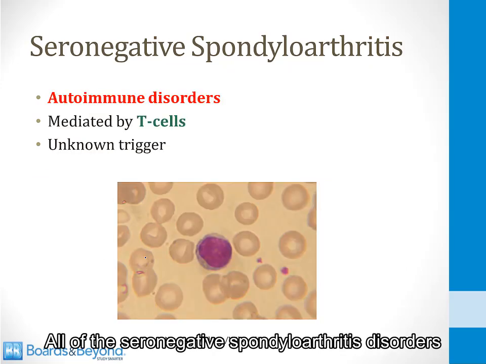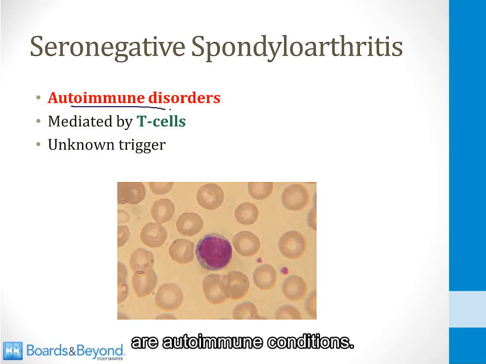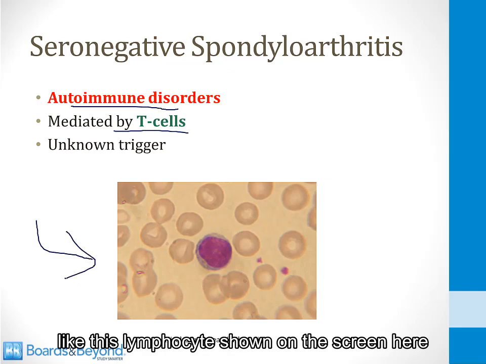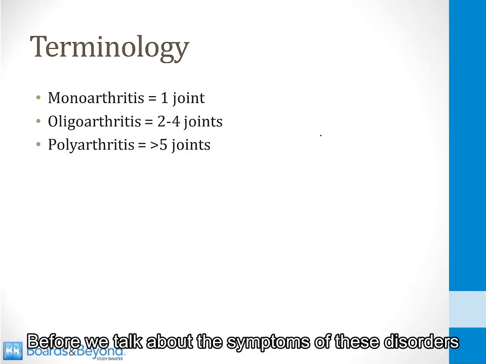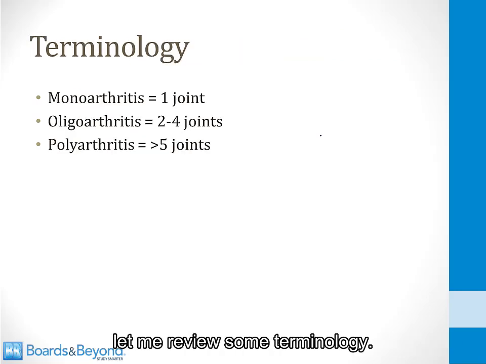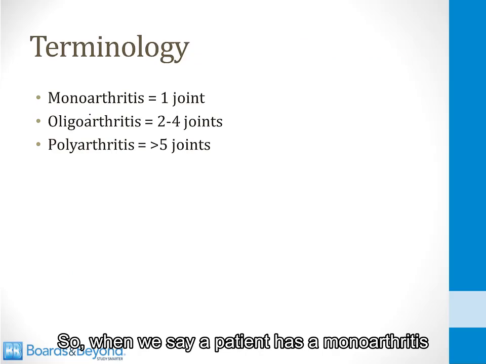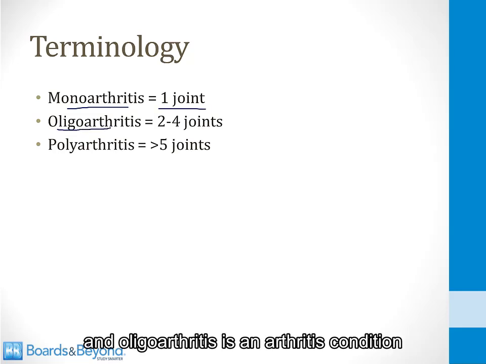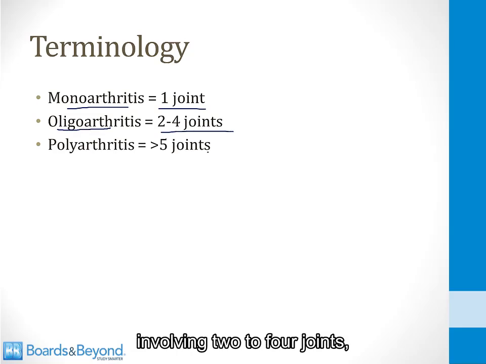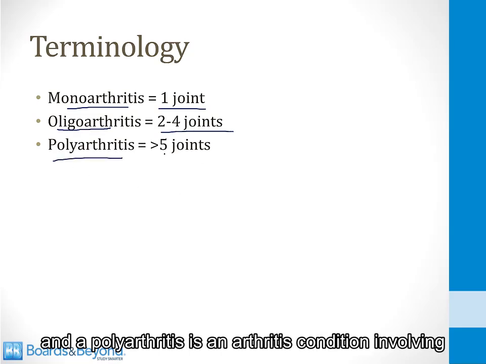All of the seronegative spondyloarthritis disorders are autoimmune conditions. They are all mediated by T cells, like this lymphocyte shown on the screen here, and they have an unknown trigger and unknown cause. Before we talk about the symptoms of these disorders, let me review some terminology. So when we say a patient has a monoarthritis, we mean they have arthritis involving one joint. An oligoarthritis is an arthritis condition involving 2 to 4 joints, and a polyarthritis is an arthritis condition involving 5 or more joints.